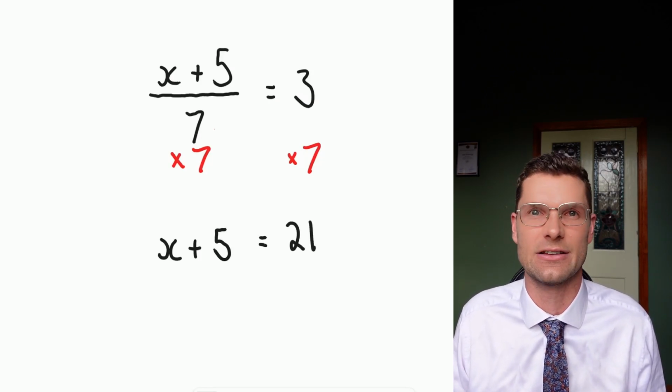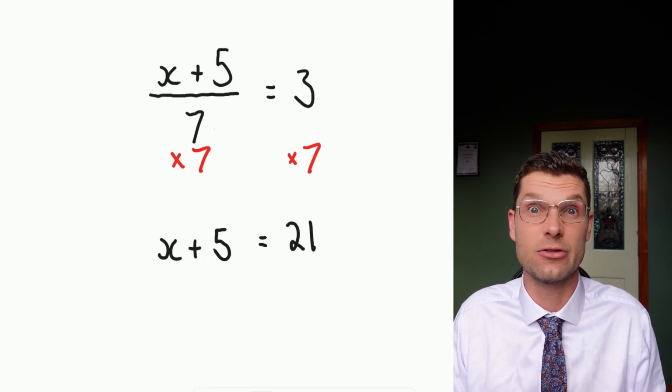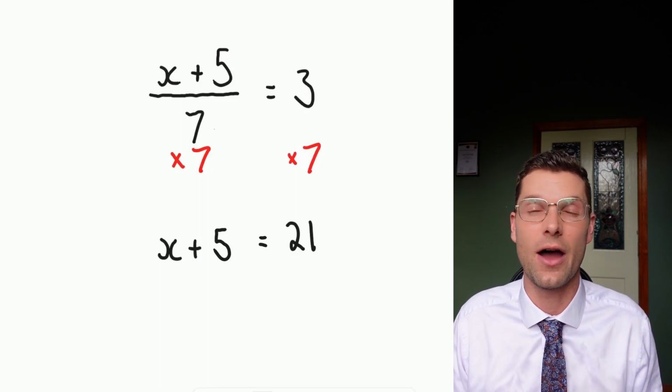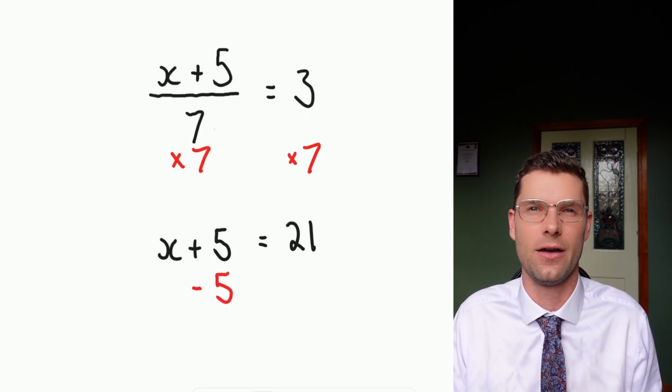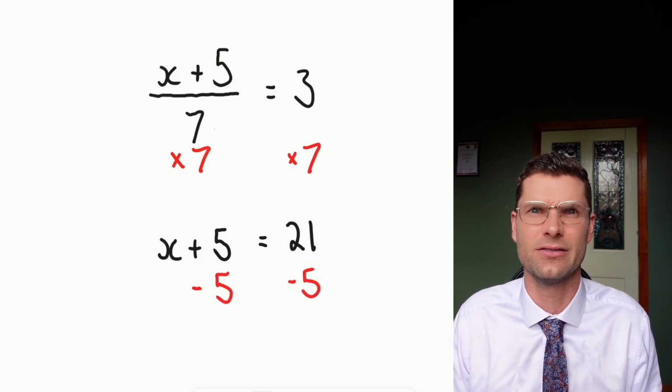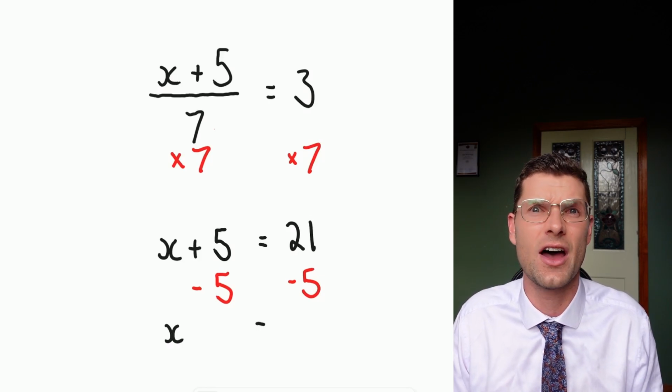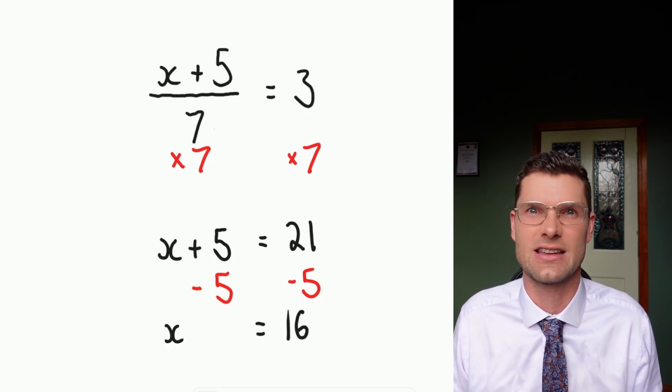Remember that the 7s cancelled each other out. One of the most important steps here is rewriting it again, so I've got x plus 5 is equal to 21. I've got to work backwards to get rid of that plus 5, so I just have to do minus 5. Making sure I do it on both sides, I'm just left with x is equal to 16, and I'm done.